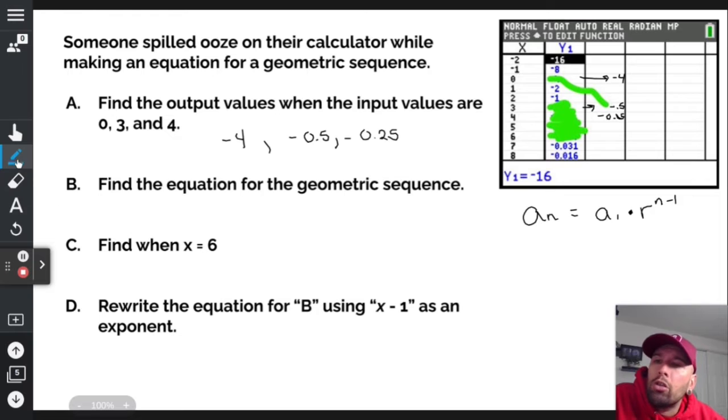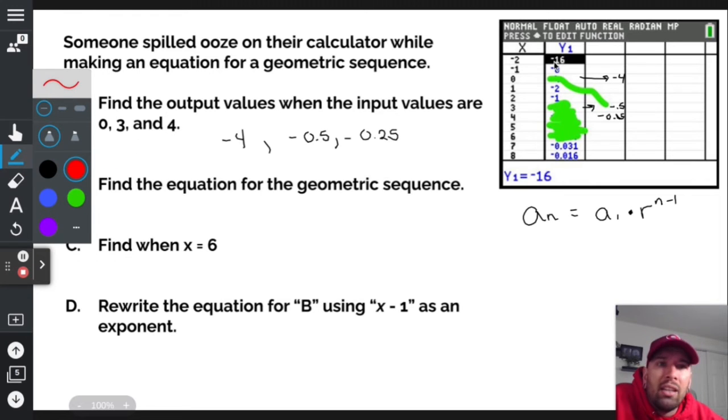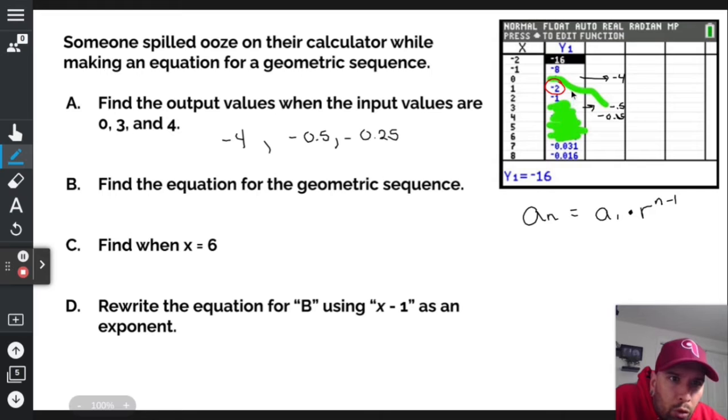The first term in this sequence is not negative 18. The first term is when n is 1, and when n is 1, we have negative 2. So negative 2 is a sub 1. Be careful. We already said that our ratio was a half. So let me write that up here. Our common ratio is what I multiply from one number to get to the next, and that's a half. That's really all the information I need.